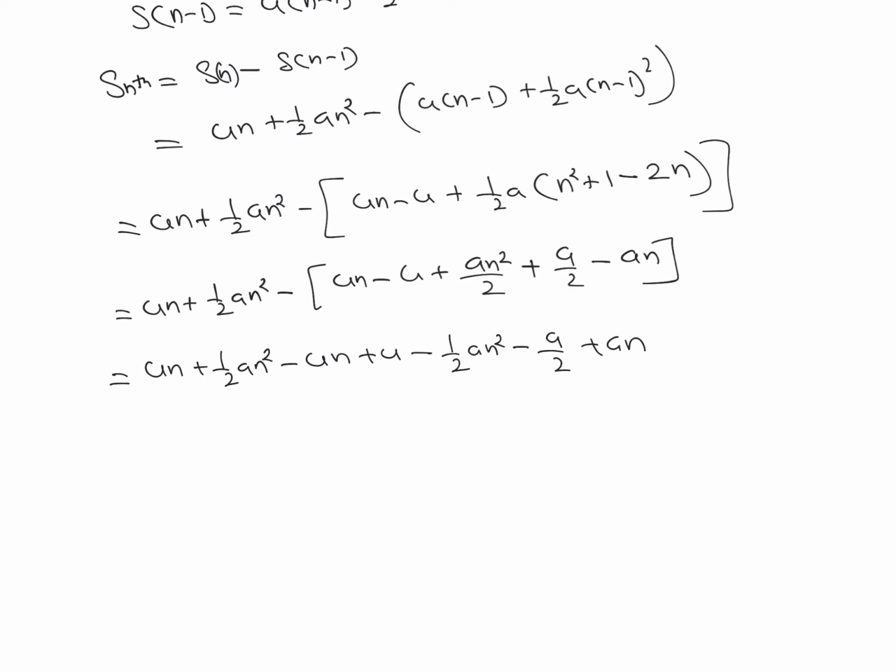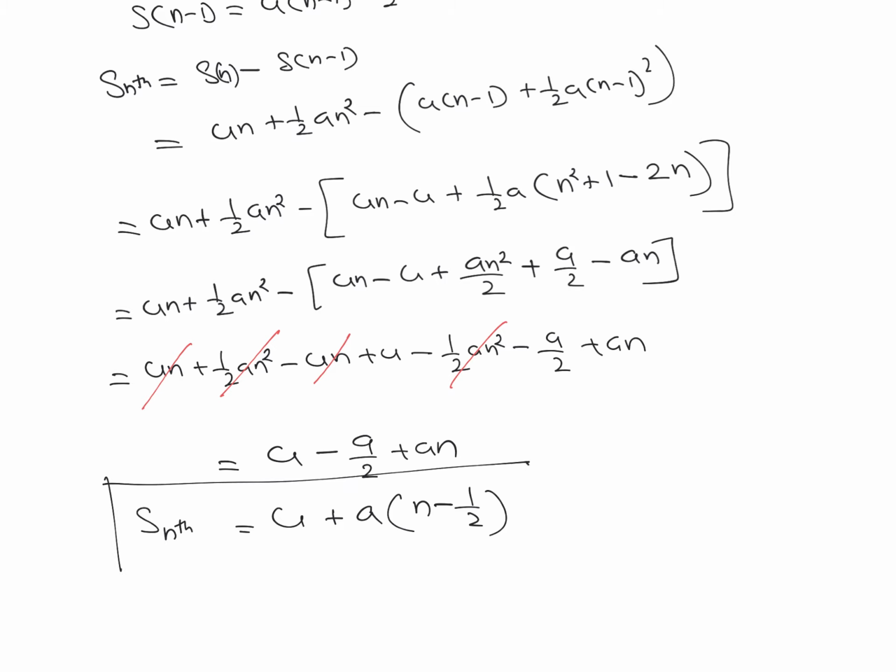Over here you can observe that you can cancel this un and this plus (1/2)an² and this minus (1/2)an². So the remaining terms are u - a/2 + an. So you can write that equal to u + a(n - 1/2), taking a as common. That's why we are using this equation, displacement in the nth second is u + a(n - 1/2). So basically remember these equations of motion for solving questions related to an object which is moving with a constant acceleration.